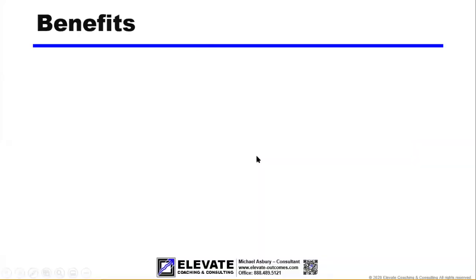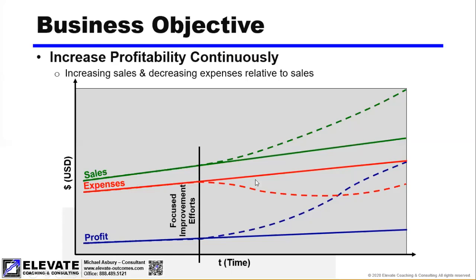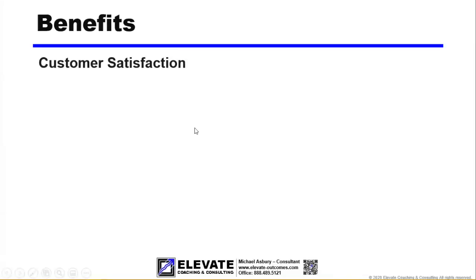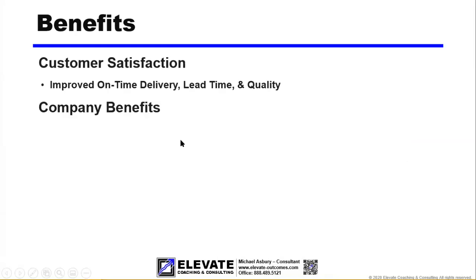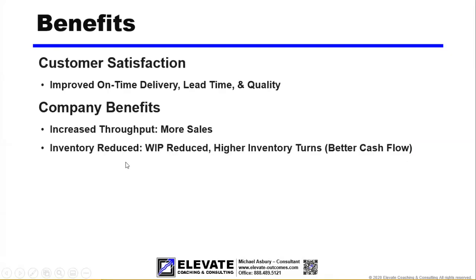And typically, a lot of those improvements don't cost a whole lot. Okay. And if you do them in the right sequence, your previous improvements are actually funding the ones that actually do cost money. So the benefits here, we increase our customer satisfaction because we've got better on-time delivery, better lead time, better quality. Most likely it's easier to do business with us. The company benefits from increased throughput. There are more sales with the same amount of resources roughly. And our inventory's down. We've got higher inventory turns, which means better cash flow.